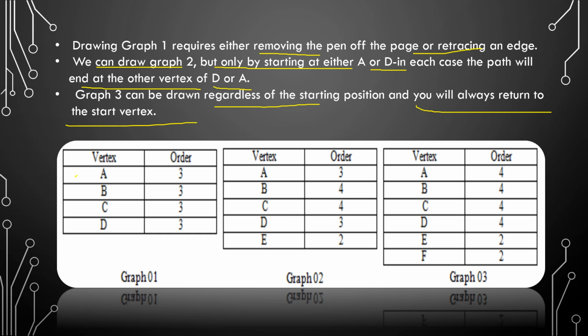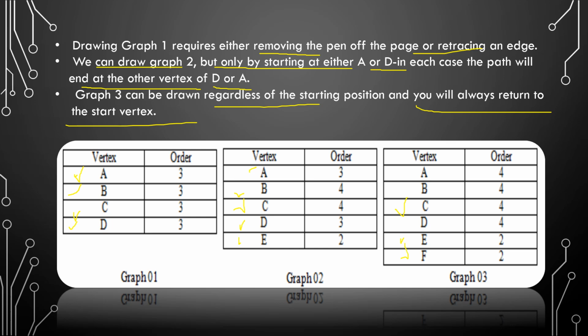Following the figure in the previous slide, in graph 1, vertex A has order 3, B has order 3, C has order 3 and D has order 3. In graph 2, A has order 3, B has order 4, C has order 4, D has order 3 and E has order 2. In graph 3, A, B, C, D have order 4 and E, F have order 2.